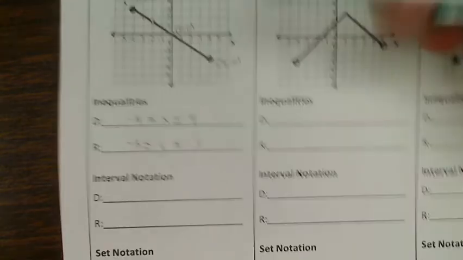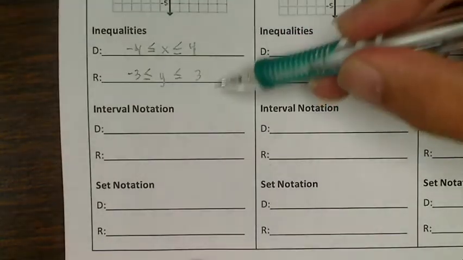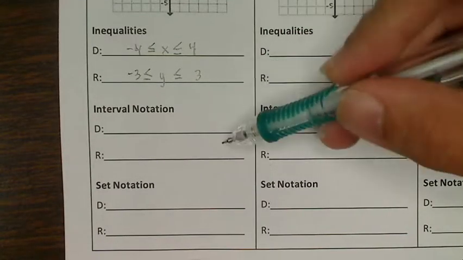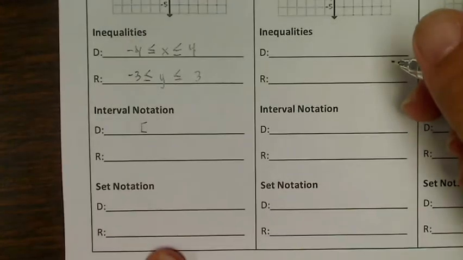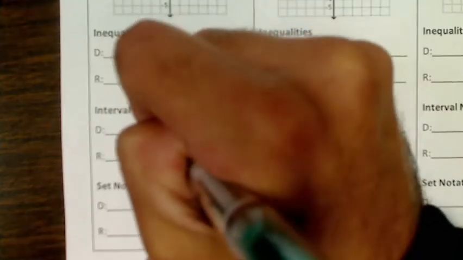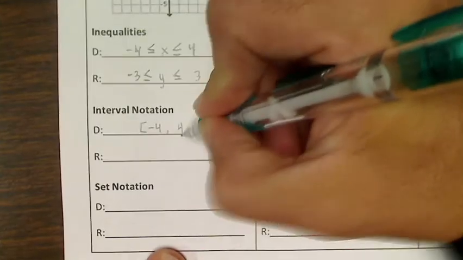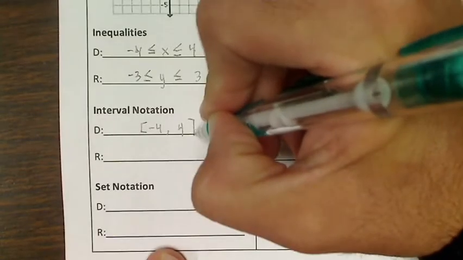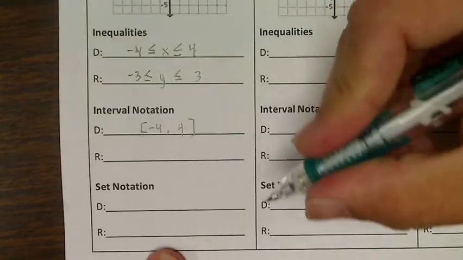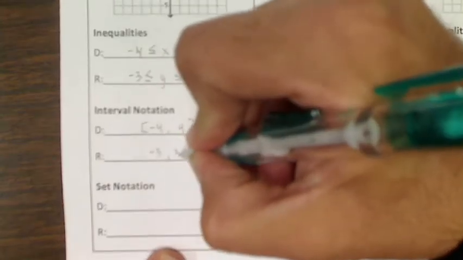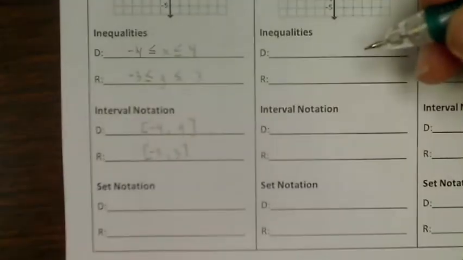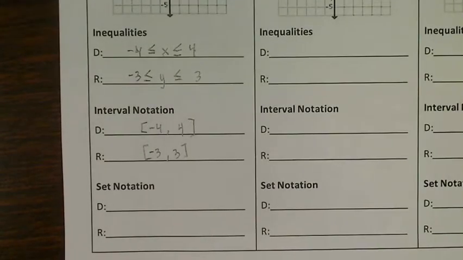Okay, so now all we want to do is take this notation and write them in both interval notation and set notation. So interval notation for the domain would be a bracket because it's less than or equal to -4, comma, 4 with a bracket. Our range is going to be from -3 to 3, and again brackets on both sides. And there's interval notation.